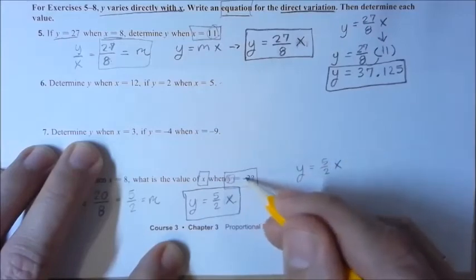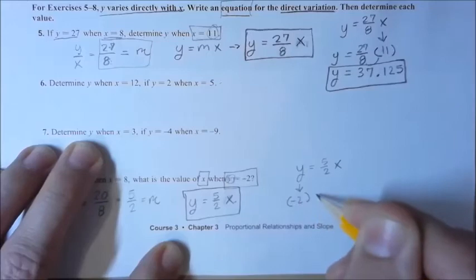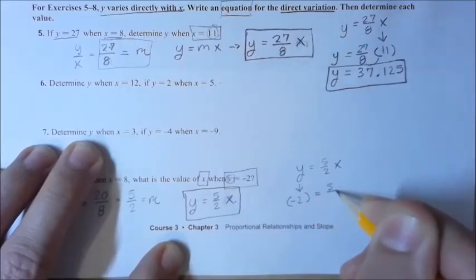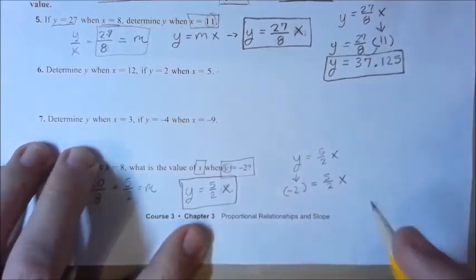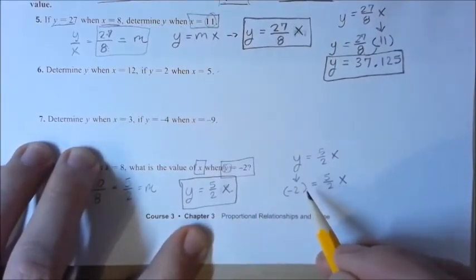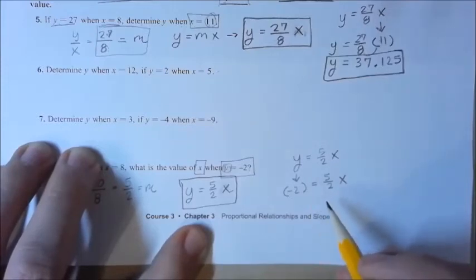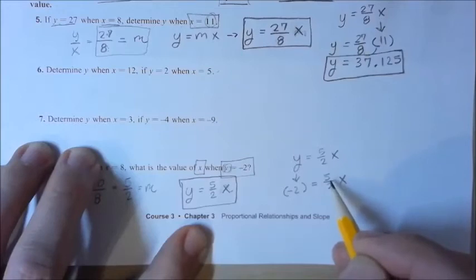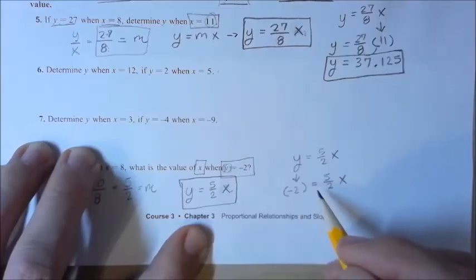With that being said, what we're going to do now is plug in our y value. It says y is equal to negative 2. So for y, I'm going to plug in negative 2 is equal to 5 over 2x. At this point, this may look familiar to you. You may recognize, hey, this is just a one-step equation. And so it is a one-step equation. So we're going to use inverse operations in order to undo x times 5 over 2, and when we do that, we'll be able to solve for our x value.